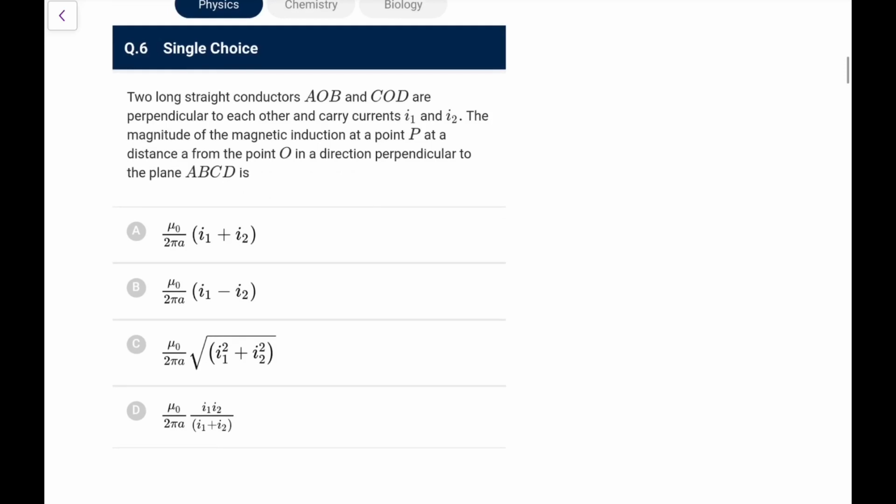Next one. Two long straight conductors AOB, COD are perpendicular to each other and carry currents I1 and I2. Find the magnitude of the induction at a point P at a distance A from the point O in a direction perpendicular to the plane ABCD. Okay, so we can have it like this. These are the two perpendicular wires. This is O. Let's say the first one carries current I1, the second one carries current I2. Now, at a distance A from the point O in the direction perpendicular to the plane, let's say coming towards you, you can assume.